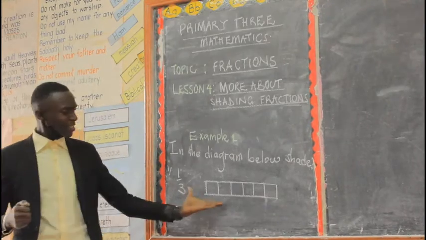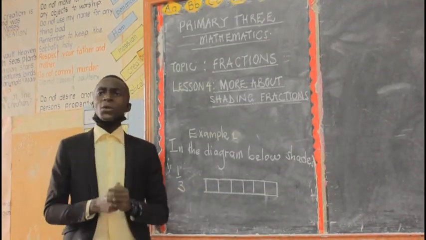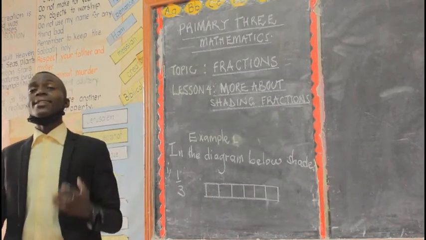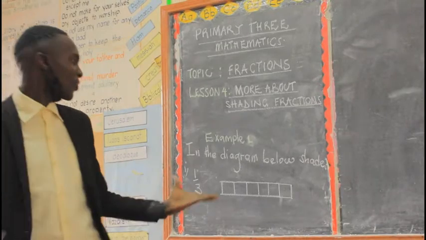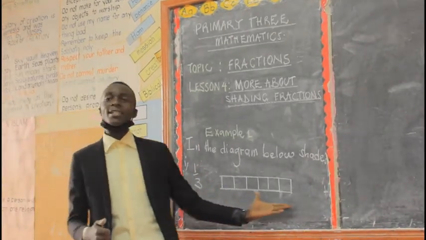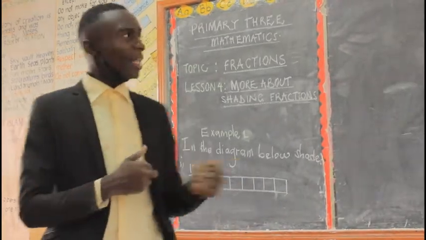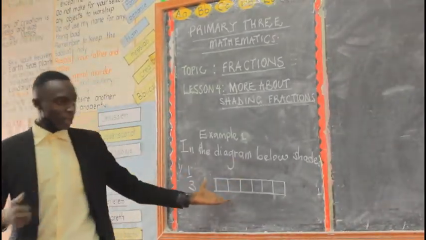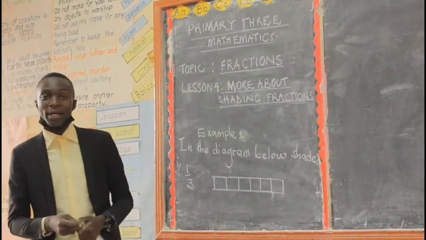But in real sense, when you count, you see 1, 2, 3, 4, 5, 6. They are 6 parts. What are you going to do in order to shade 1 part out of 3 parts, yet they have given us 6 parts? This is what we do. Please, I want you to be attentive so that we understand this concept properly.